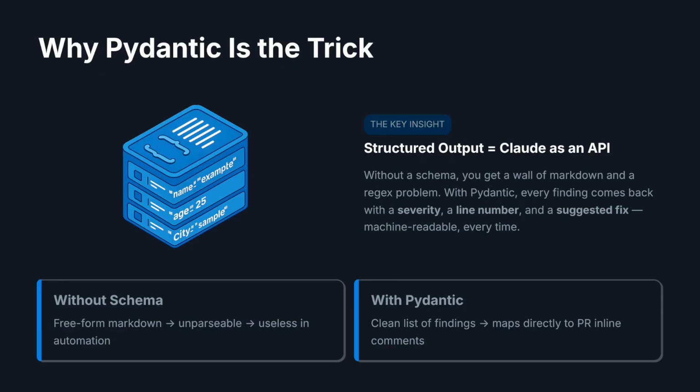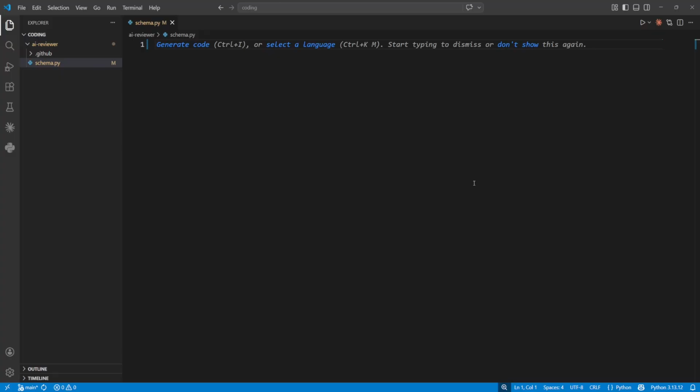Here is the part that matters. The Pydantic schema is what keeps Claude honest. Without it, you would get back a wall of markdown that you would have to parse with regex. With it, you get a clean list of findings. Each one has a severity, a line number and a suggested fix. Basically, structured output turns Claude from a chatbot into an API. Alright, let's get into the fun part.